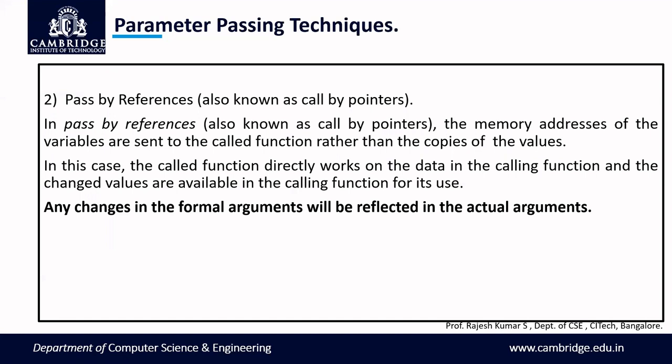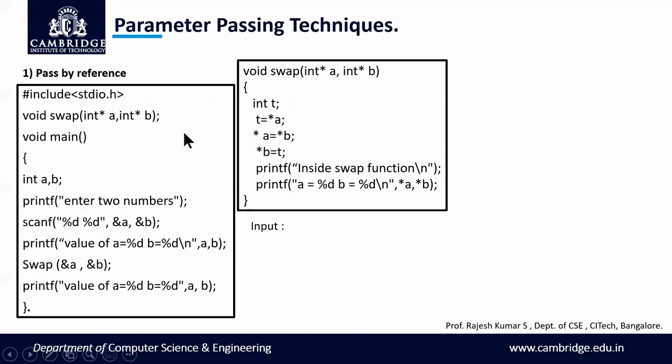Now let us see the example program for this: the same program, swapping of two numbers, with pass by reference. Coming to pass by reference, a little bit of modification. Void swap, we are using two pointers over here. These are called pointers. int *a is a pointer, int *b is a pointer.